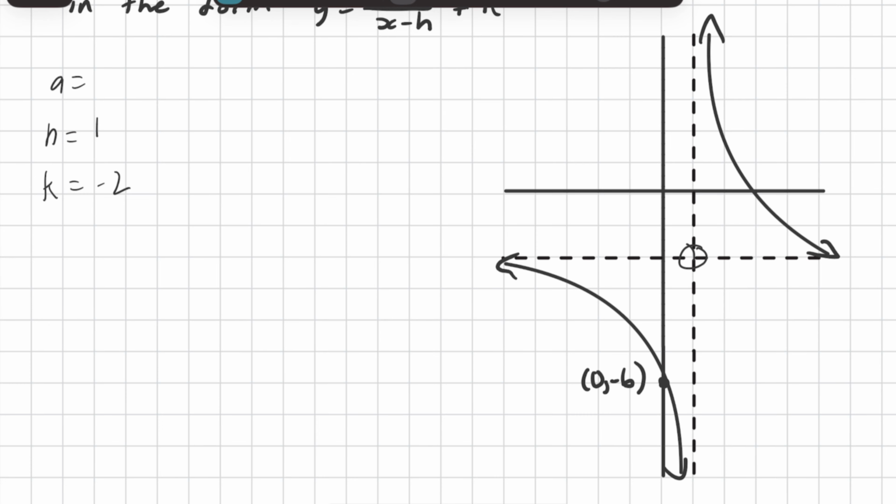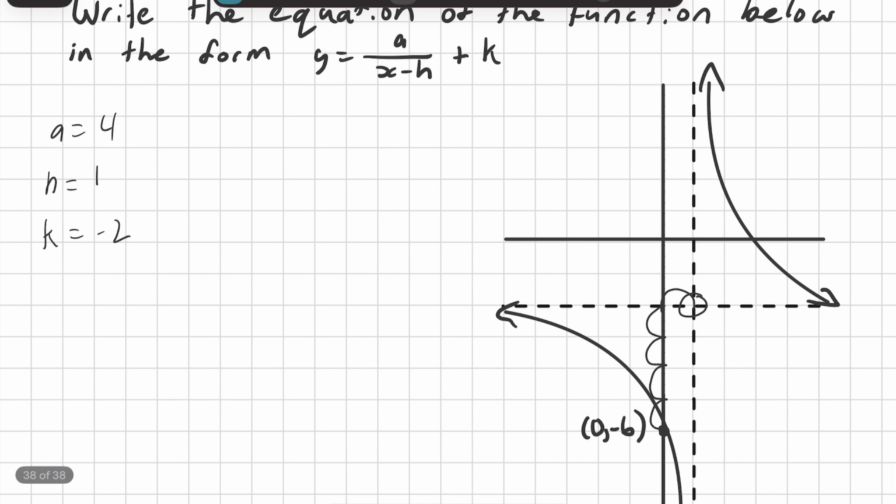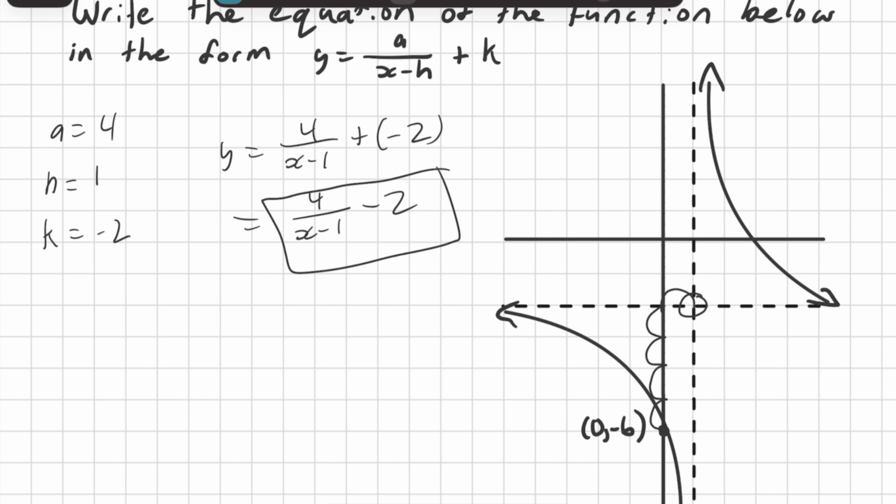And now we see that when we come over 1, we go down 1, 2, 3, 4. So instead of going down 1, it goes down 4. So we know that we're multiplying it by 4. And now you're going to go ahead and just fill this in. So y equals 4 over (x minus 1) plus negative 2. So it's going to equal 4 over (x minus 1) minus 2. And that is your answer for that question.